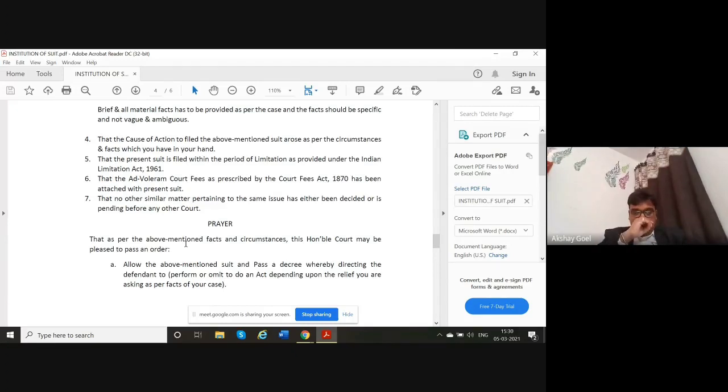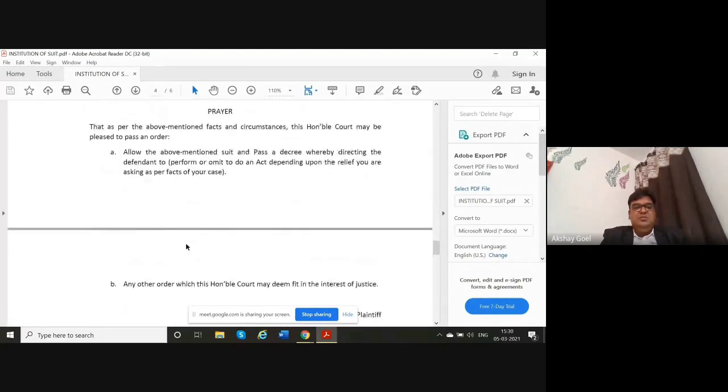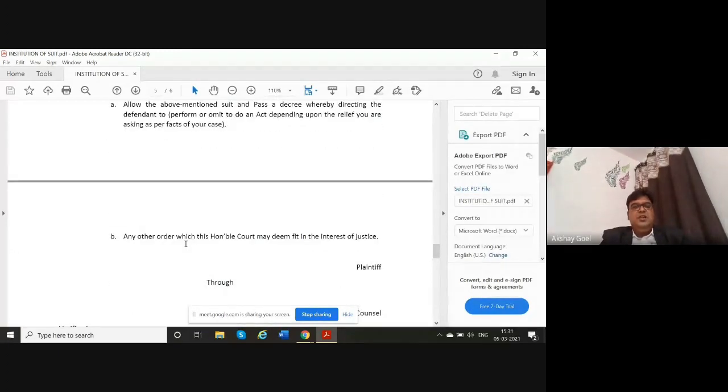So it depends upon the facts of your case, and the relief should be very specific, that this is what we are asking for. Now comes a very simple clause: any other order which this honorable court may deem fit in the interest of justice.